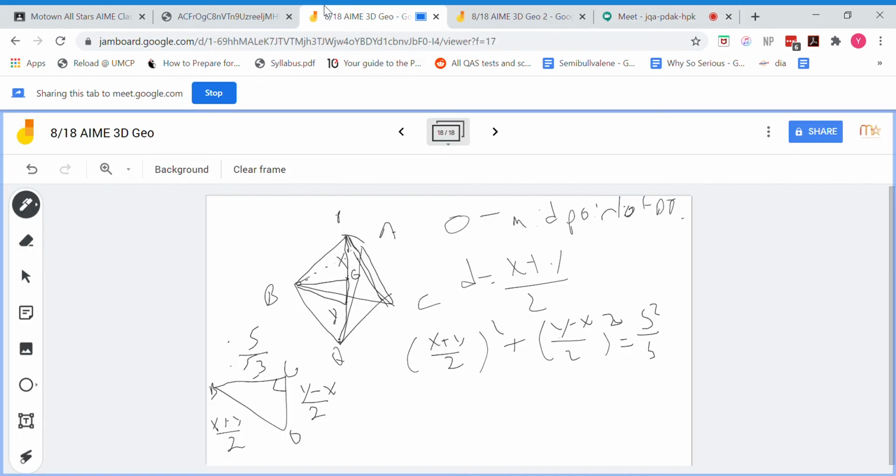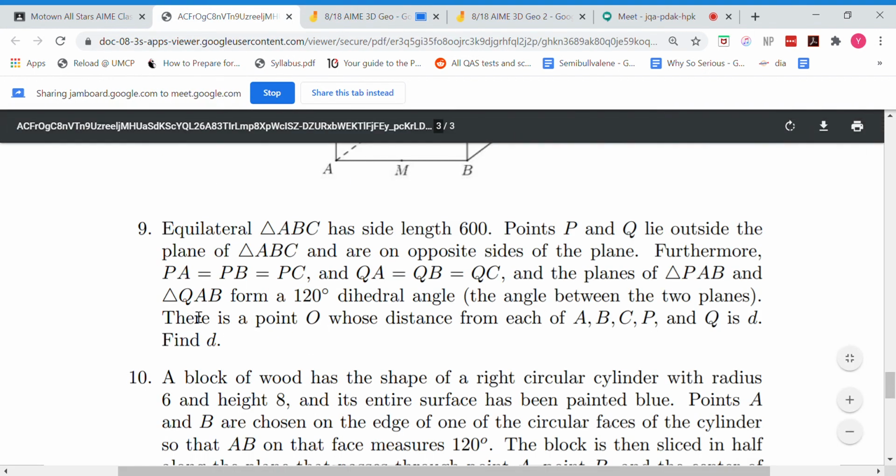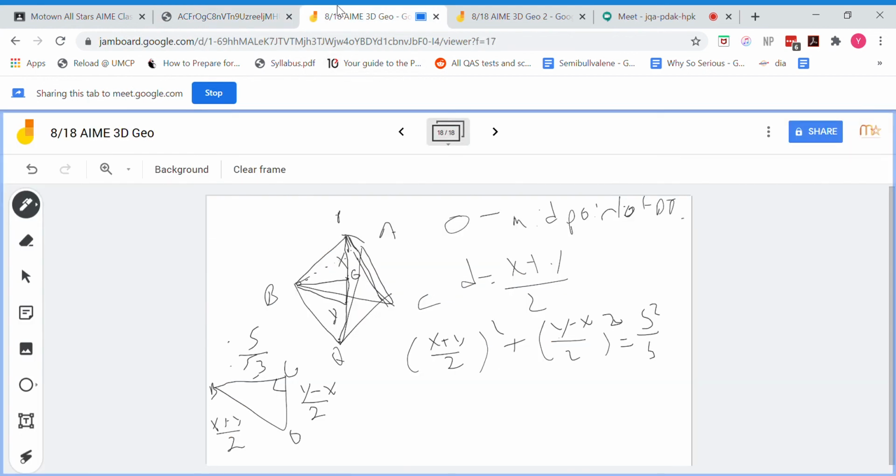But we have two variables, one equation. So what do we do with this? We obviously need one more equation, and we haven't used the 120-degree dihedral angle from the problem. So how do we use that? Well, if you remember the dihedral angle, we drop a perpendicular from P to AB, and drop a perpendicular from Q to AB, and they should both meet at the same point, which we'll call M.